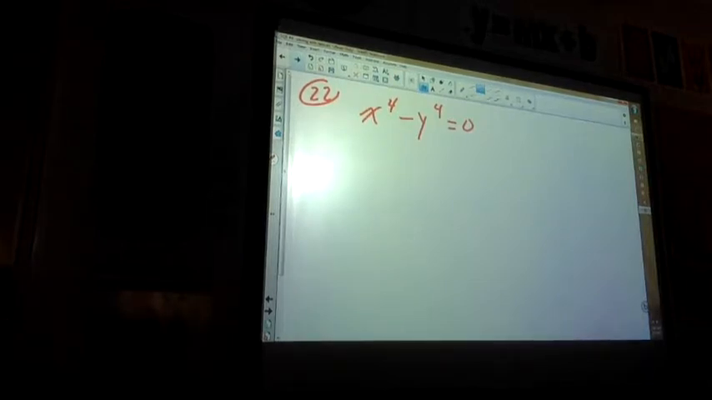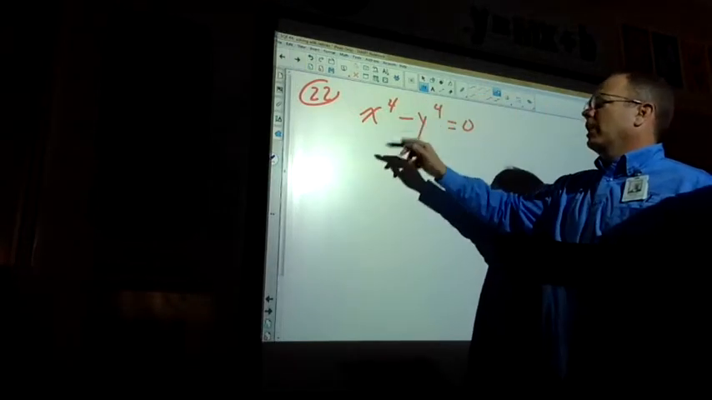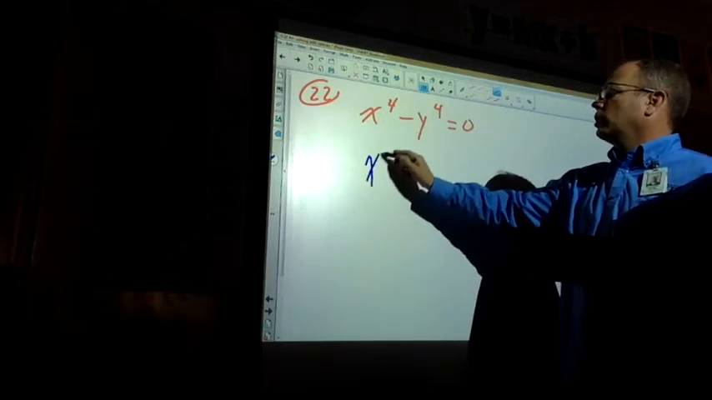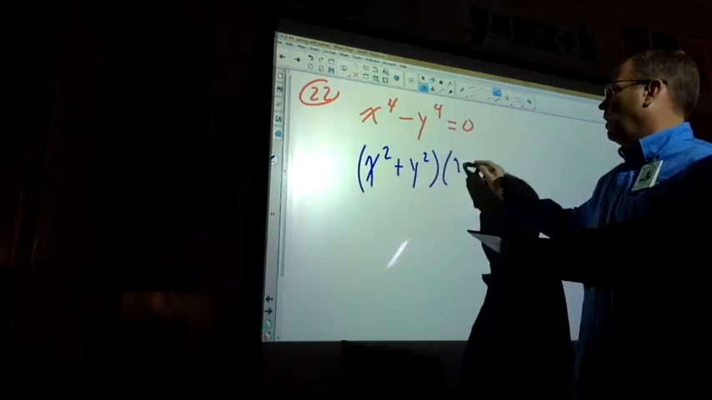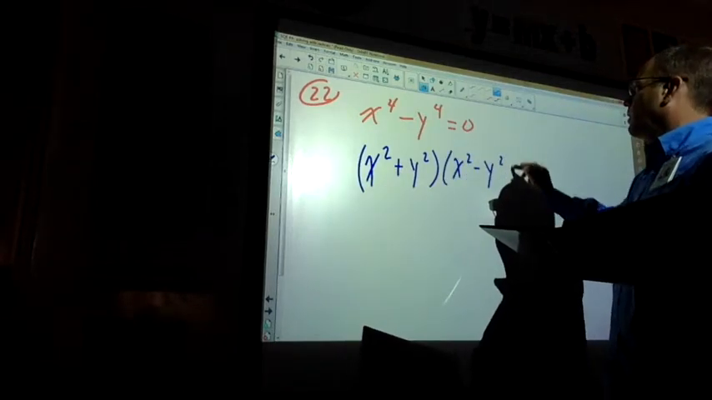What times what would give me x to the 4th? X squared times x squared, right? So then is y to the 4th a perfect square? Yeah, so this is the difference of two squares where you have these larger exponents. So this is going to break down to x squared plus y squared and x squared minus y squared.